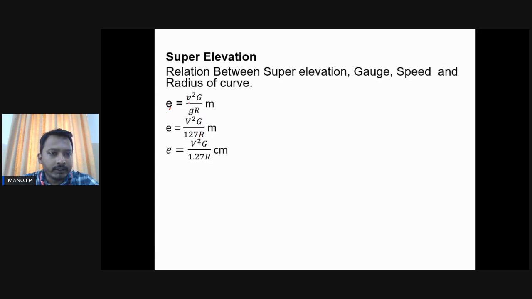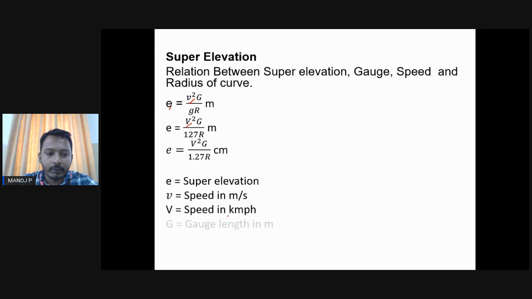In the first formula, v is in meter per second. In this one, V is in kilometer per hour, and the value of g is also accounted for here. So we get capital V square into G divided by 127 R. If you want to express E in terms of centimeter, then it is capital V square G divided by 1.27 R. Where E is the super elevation, small v is the speed in meter per second, and capital V, as I said, is in kilometer per hour. Capital G is gauge length in meters. R will be radius in meters.